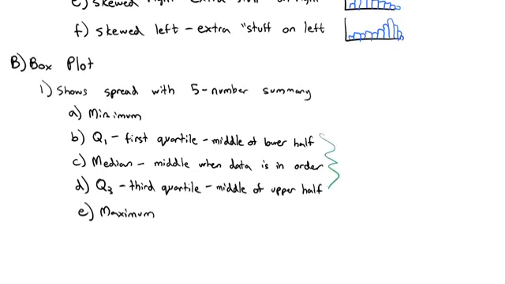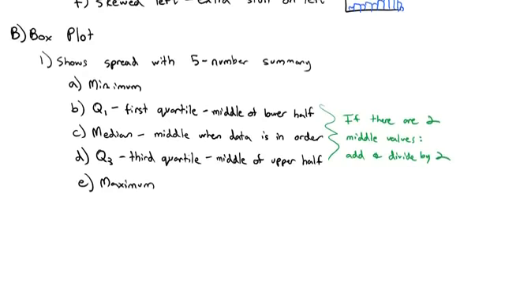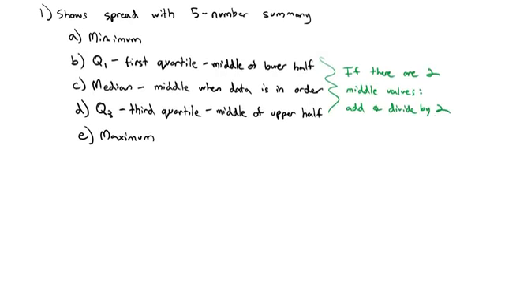Now there's a little caveat with the quartiles and the median. We said they're the middle values, but if there are 2 middle values, what we'll do is we will add them together and divide by 2, giving us the middle of the middle. Once we find that 5-number summary, we'll usually represent it visually with what's called the box plot.